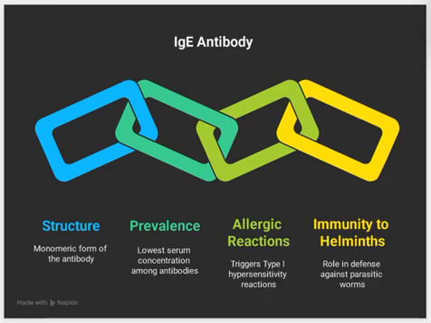IgE is the antibody behind allergic reactions. With the lowest serum concentration, it triggers type 1 hypersensitivity responses. Beyond allergies, IgE helps defend against parasitic worms, playing a specialized role in our immune system. Its monomeric structure supports these unique functions, distinguishing it from other antibody classes.